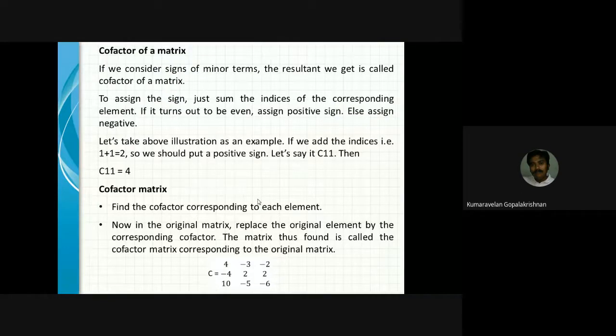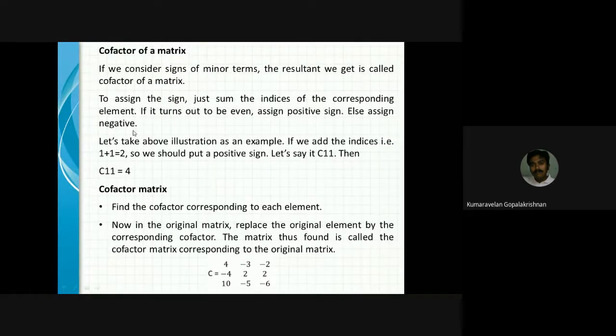Again, if you want to find the inverse of a matrix, one more terminology you have to know is the cofactor of a matrix. Now I am going to explain how to find the cofactor of a matrix. First you have to find the minor terms and check its sign. Positive when the sum of the indices is even; otherwise, it is negative.